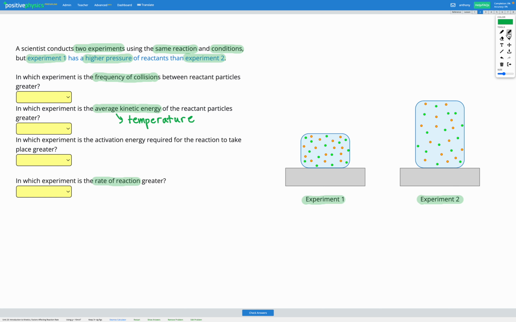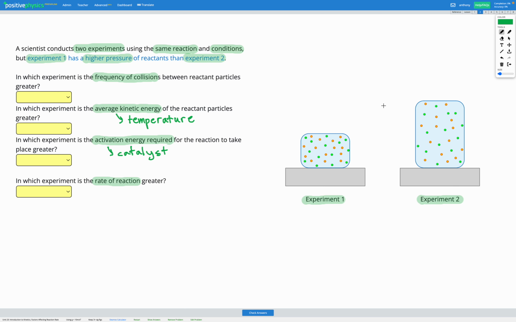The third thing is the activation energy required. And the only thing that's going to affect our activation energy is whether or not we have a catalyst. A catalyst is something we can add to a reaction that provides an alternative route for the reaction to take place that has a lower activation energy. So that's what a catalyst does.